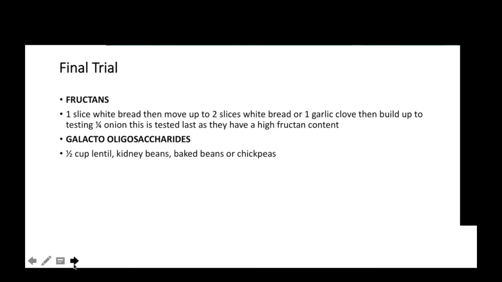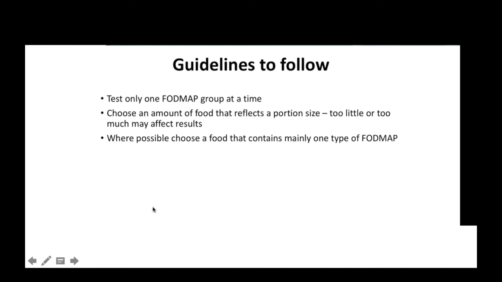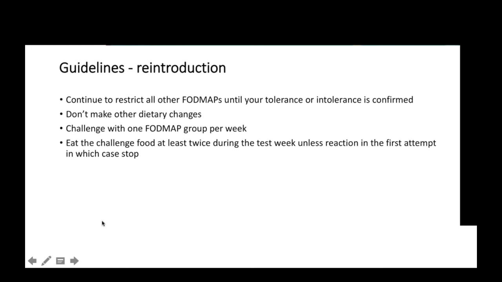You must only test one FODMAP food at a time. You must have a sizable amount, so the amount that's mentioned that reflects effectively a portion size, because if you only have a very small amount, it's unlikely to cause you problems. And the reason why those particular foods have been suggested, like the apricots or the avocados, is because they only contain one type of FODMAP. So it's easy then to know, okay, it's sorbitol that affects me, or it's mannitol that affects me, or it's a different polyol like xylitol that affects me. So it's a long procedure.